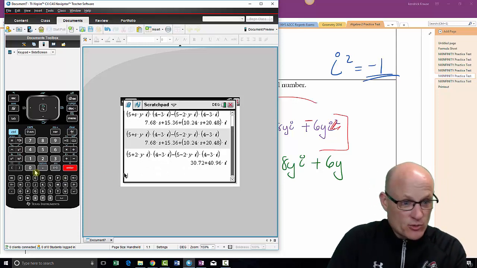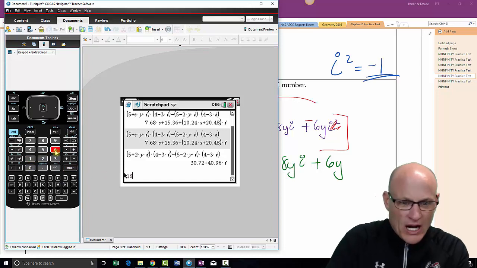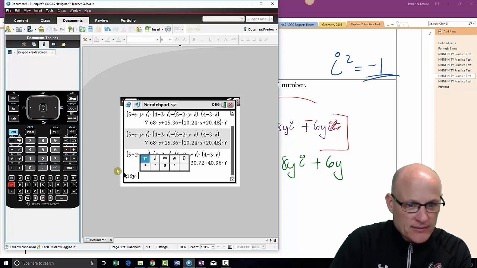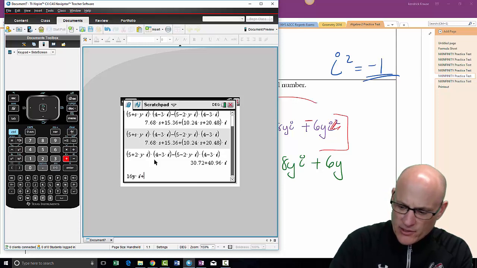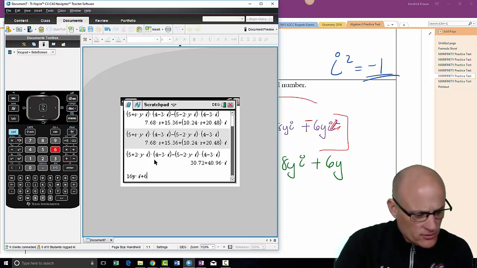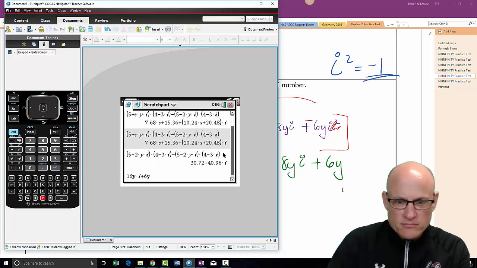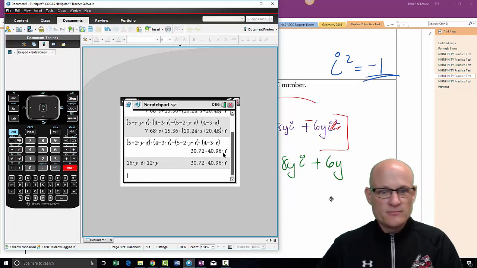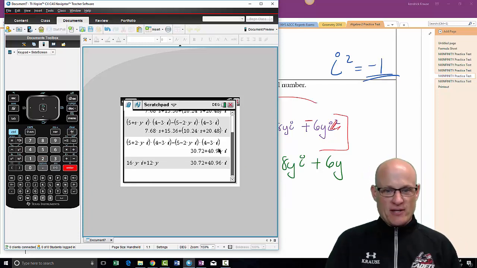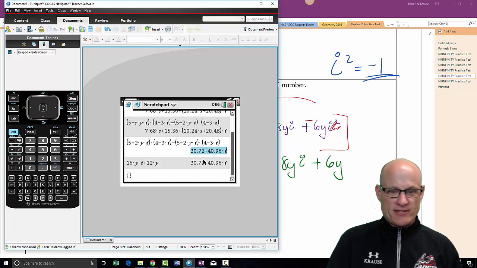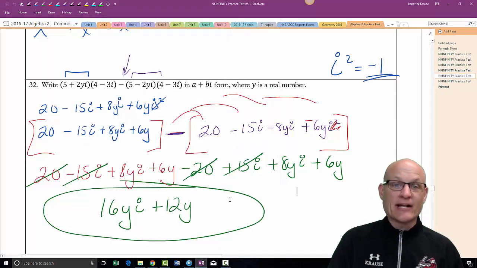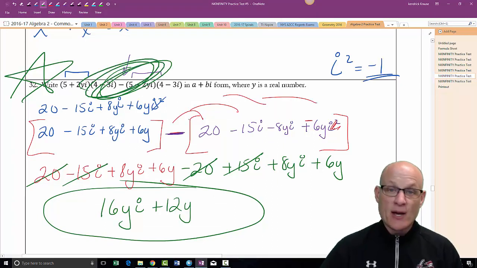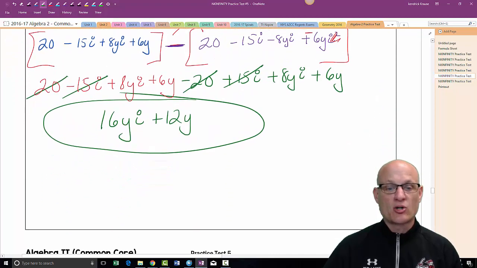Now we're going to type in our answer. Our answer was 16y times i plus 6y. Wait. Plus 12y. Enter. Woo! Look at that. They match. See how they match right here? That matches this. And because they match, I know I got the right answer. I come over here, star it, and be happy as heck. Minuses, kids. Minuses are what are going to crush you.